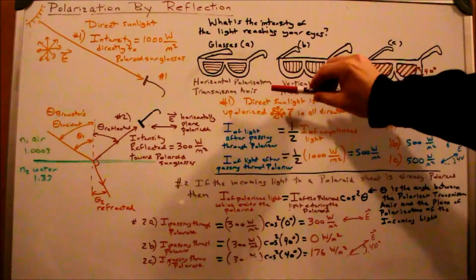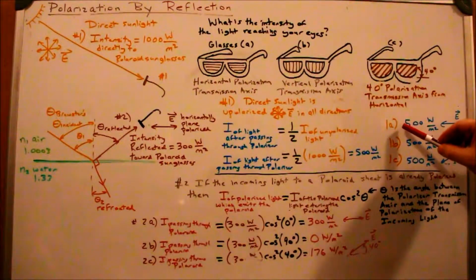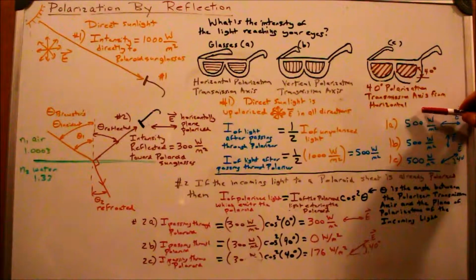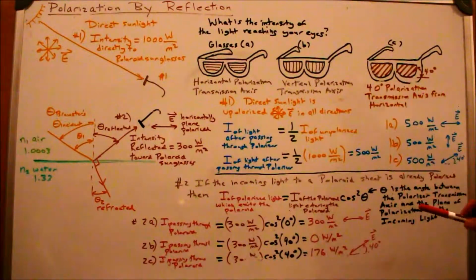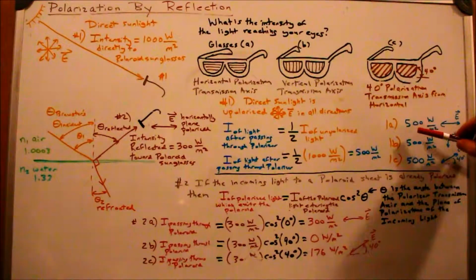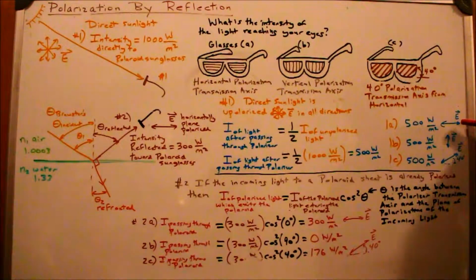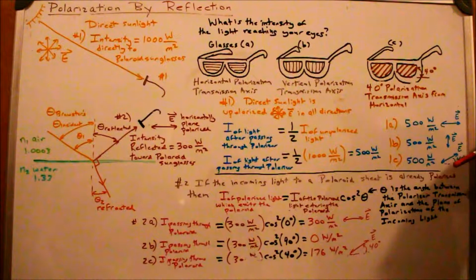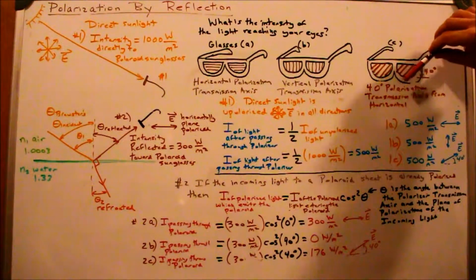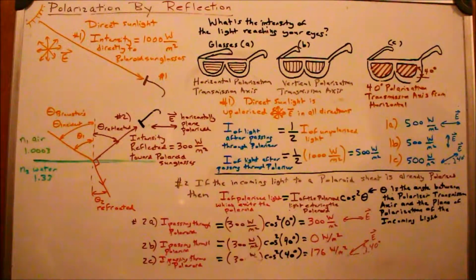Here are the answers I got for number 1. The intensity for all 3 glasses which exits the Polaroid sunglasses is 500 watts per meter squared, and the directionality of the polarized light which exits the sunglasses is the same direction as the transmission axis. So the first one, A, is horizontal, the second, B, is vertical, and C is at 40 degrees from horizontal.